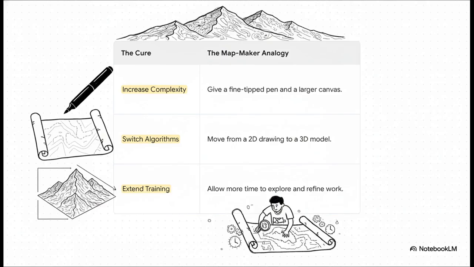Increasing complexity, that's like taking away the crayon and giving them a set of fine-tipped pens and a much bigger canvas. Now they can capture all the tiny details. Switching algorithms, that's like telling them to stop drawing a flat 2D map and instead build a full 3D topographical model. It's a whole different, much better way of seeing the mountain. And extending the training? Easy. We just give our mapmaker more time out in the field to explore every peak and valley.